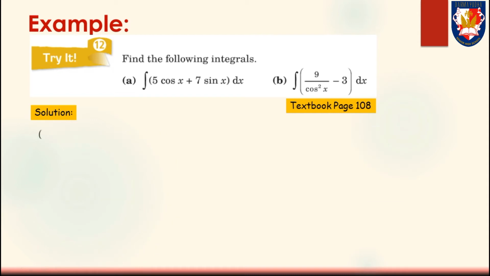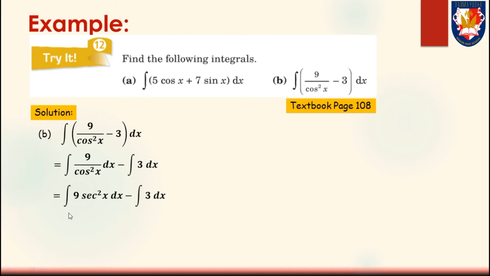Part B, the integral of 9 over cosine square x minus 3 dx equals the integral of 9 over cosine square x dx minus the integral of 3 dx. Because 1 over cosine square x is secant square x, we'll have the integral of 9 secant square x dx minus the integral of 3 dx.